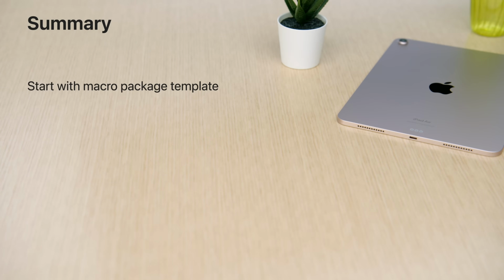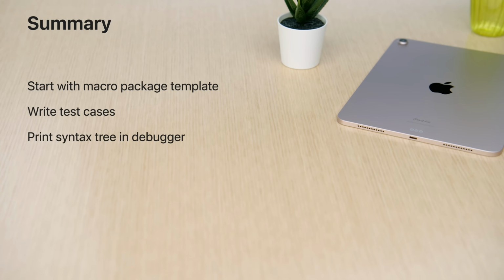Let's recap what we went through. To create a macro, you can start with the macro package template, which includes the stringify macro as a great starting point. While developing your macro, we highly encourage you to write test cases to make sure that the code your macro generates is indeed valid. And if you're doing this, you can inspect the layout of the syntax tree by setting a breakpoint in the expansion function, running your test, and printing the syntax tree in the debugger.